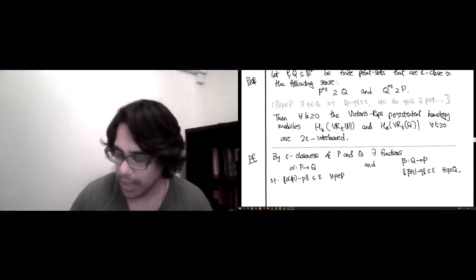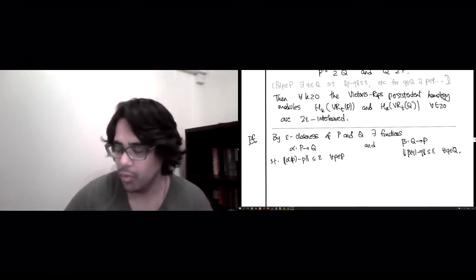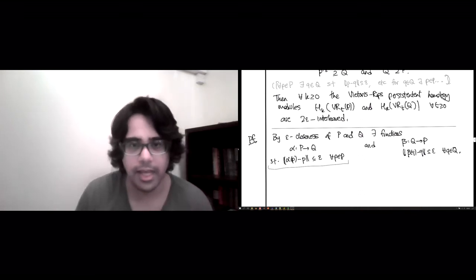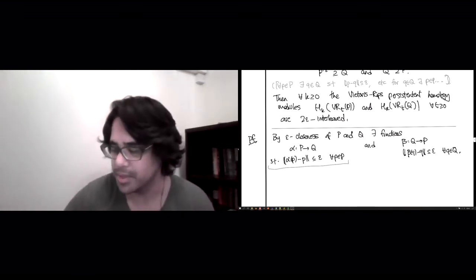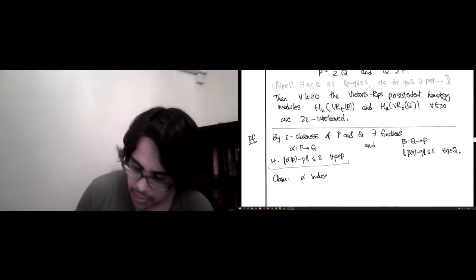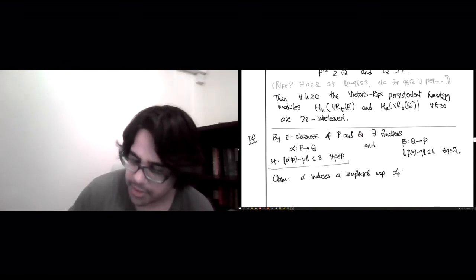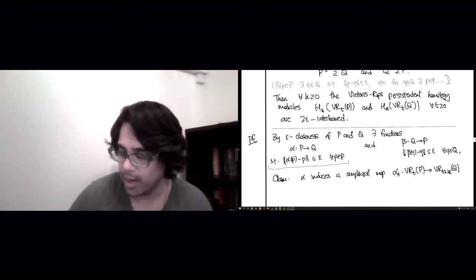Good. So what happens is you sort of have to think about what alpha is giving you. So there's a very similar story for beta, but I'm just going to focus on the alpha side for now, and then you can symmetrically develop everything I'm saying for beta. So the claim is that alpha induces a simplicial map, let's call it alpha sub t, between the tth Vietoris-Rips complex of P and the t plus 2 epsilon Vietoris-Rips complex of Q. And if you want to know why, let's figure that out.